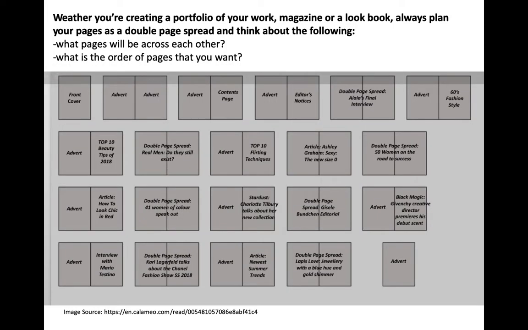So if you're creating a portfolio of your work, a magazine, or a lookbook, you always have to plan your pages as a double page spread, and then think about the following. What pages will be across from each other? What is the order of pages that you want? So here is an example of a magazine layout that shows you how you would have to carefully plan out the facing pages or the double page spreads. You also have the front cover, and then you have the last page as well.